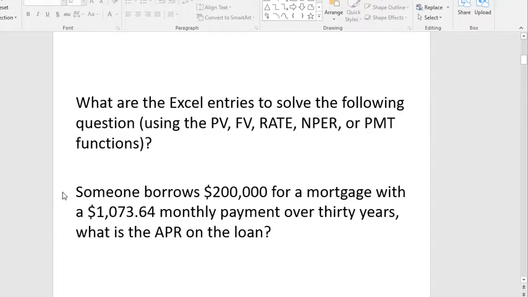So in this question, we learn about someone who's borrowing $200,000 for a mortgage, and we know what the mortgage payment will be. It's $1,073.64. Those mortgage payments occur every month for 30 years. And the question asks us for what the APR is, or the annualized version of the compounding interest rate.